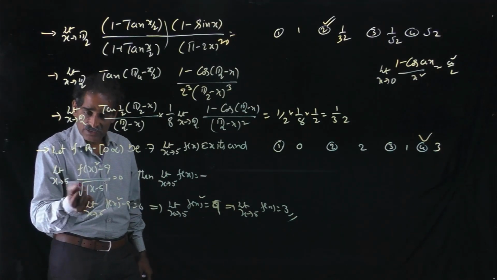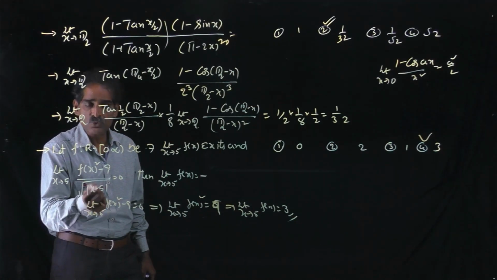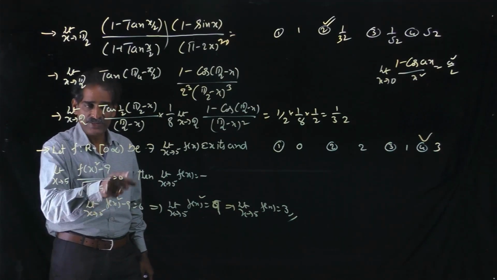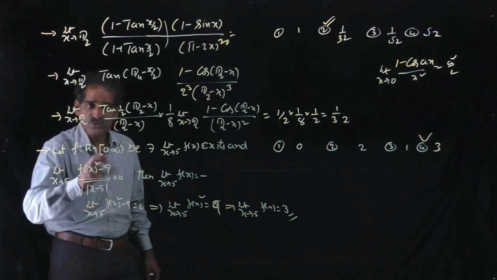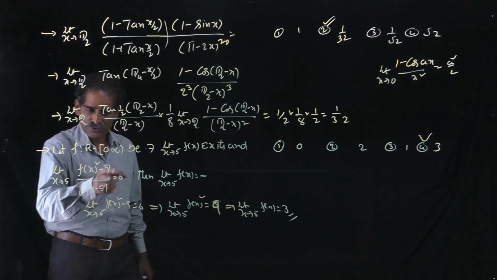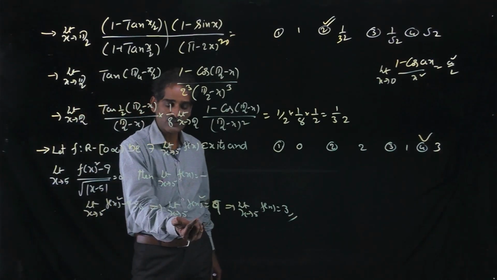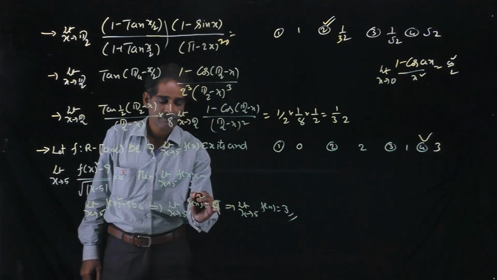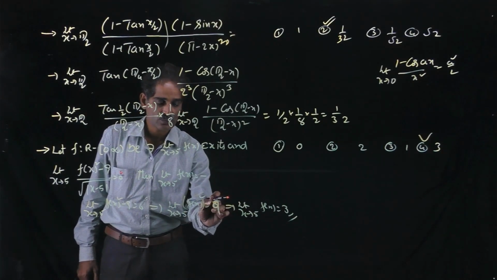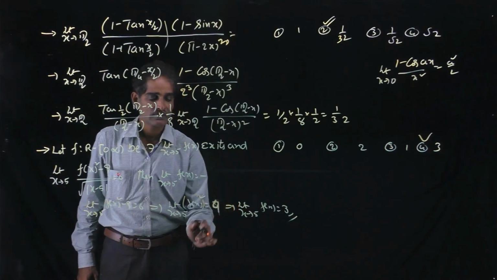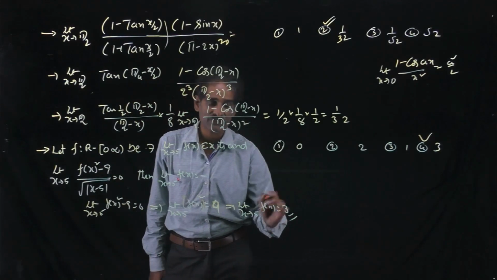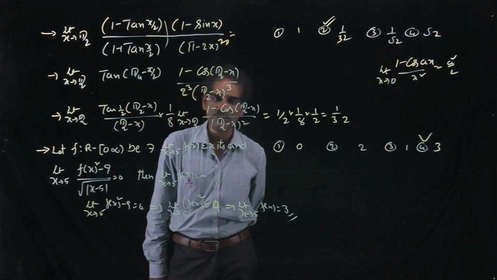The limit value of this is finite. But if you take the limit directly, the denominator is getting 0. So to get a finite value, the numerator must also be 0. So if the numerator is 0 at the limit, from this we can write limit x tends to 5 f of x whole square is equal to 9. From this, limit x tends to 5 f of x is equal to 3. The answer is 3. Right?